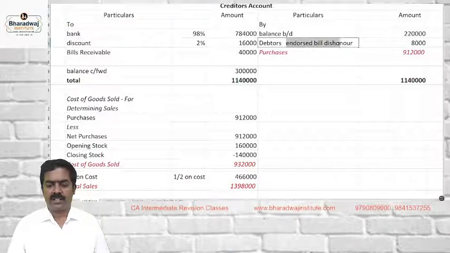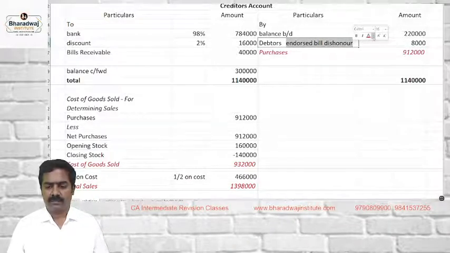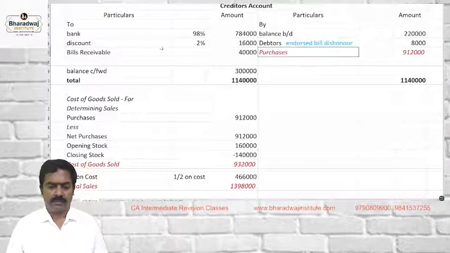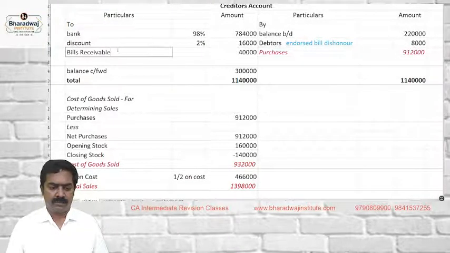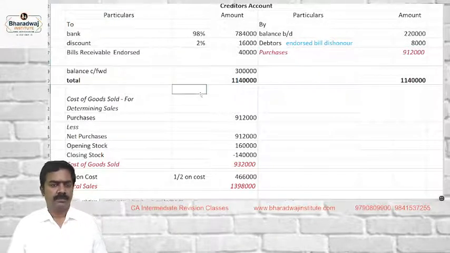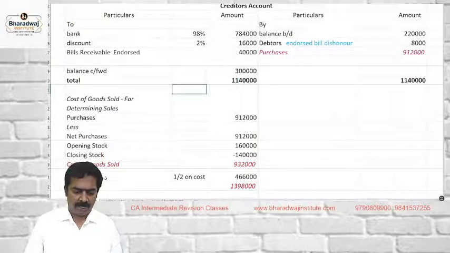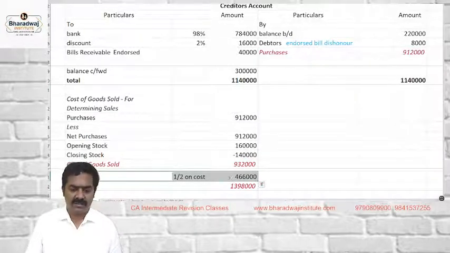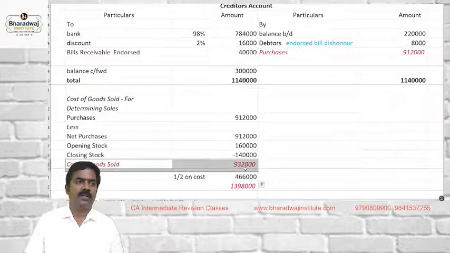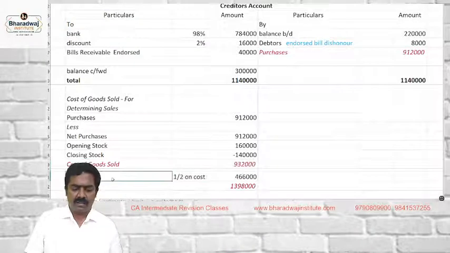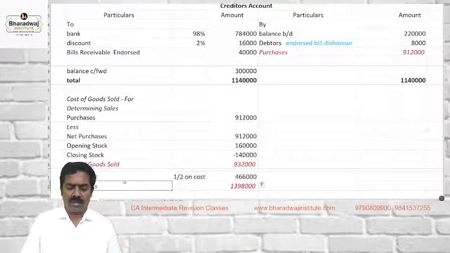This is endorsed bill dishonored. Gross profit 1/2 on cost. No need to convert. 9,32,000 into 1/2. If it would have been on sales, then 1/3 you would have taken. So 1/2 on cost, we work out and we get which one?